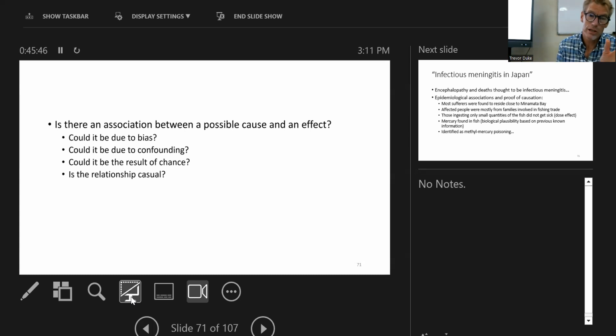Whenever you see an association between a possible cause and a possible effect, you should think to yourself, well, could it be due to bias? Could it be due to confounding? Or could it just be a result of chance? Or is it indeed causal, right? And again, if you apply those rules, then you get over the bias and confounding because it's been reproducible in different populations, because there's a strength of association, there's biological plausibility, there's a dose response and a temporal relationship, then it makes it much less likely there's bias and confounding.